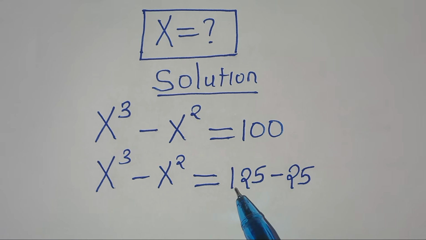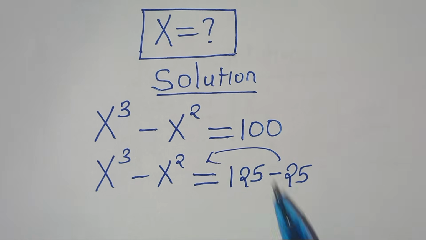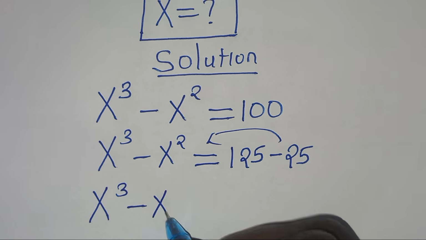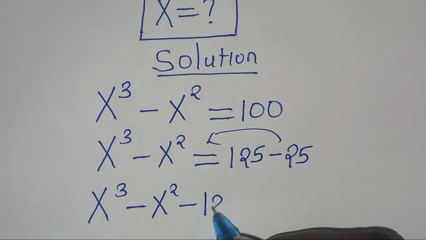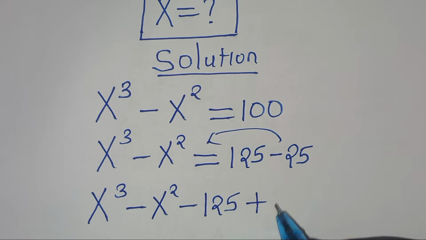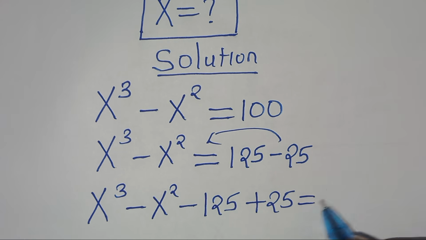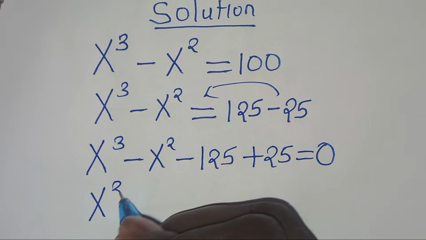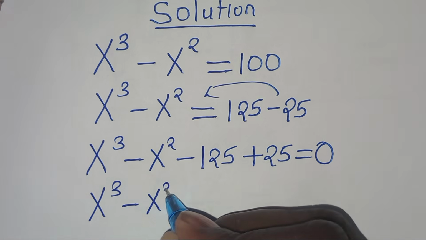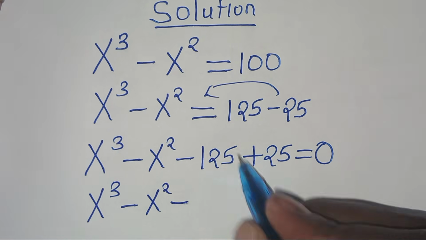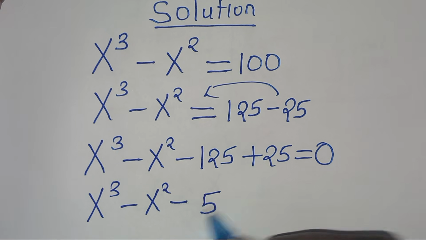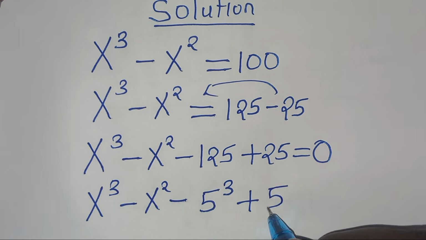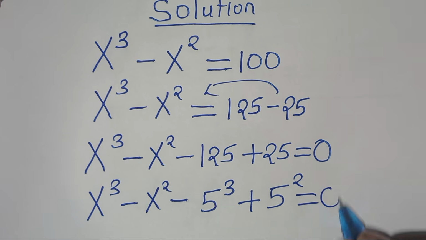So let's take 125 minus 25 to the left hand side, so that we have x to the power of 3 minus x to the power of 2 minus 125 plus 25, which is equal to 0. Now we have x to the power of 3 minus 125, which we can express as 5 to the power of 3, then minus x to the power of 2 plus 25, which is 5 to the power of 2. This is equal to 0.